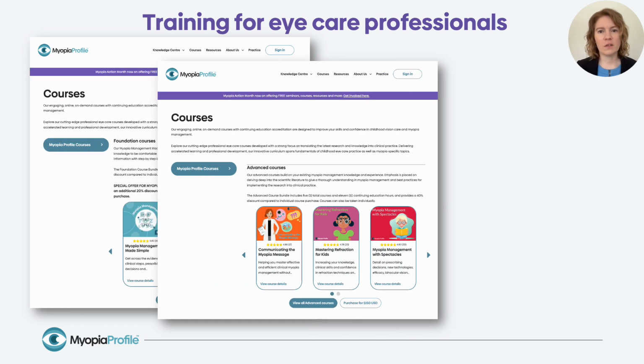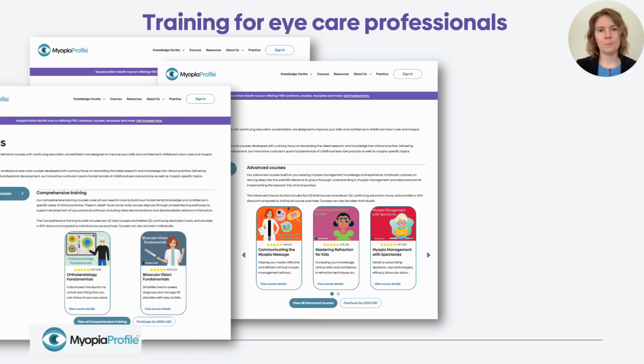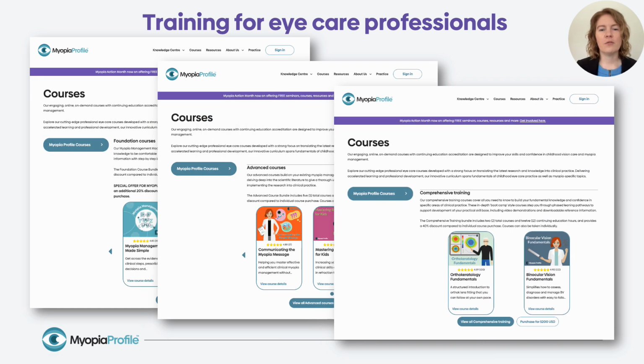We then have our advanced courses. Now these are 2 or 3 hours duration and they're delving deeper into a specific topic, whether that be communicating the myopia message, mastering refraction in kids. There's 5 courses that we have there within that advanced course stream. And then finally, we have 2 courses which provide comprehensive training. These are 6 hours in duration each, and these are designed to really get you started like a boot camp in ortho-K or in binocular vision diagnosis and management.